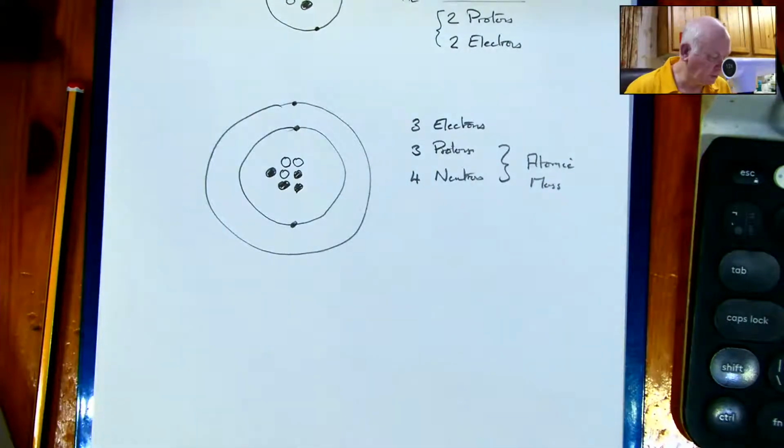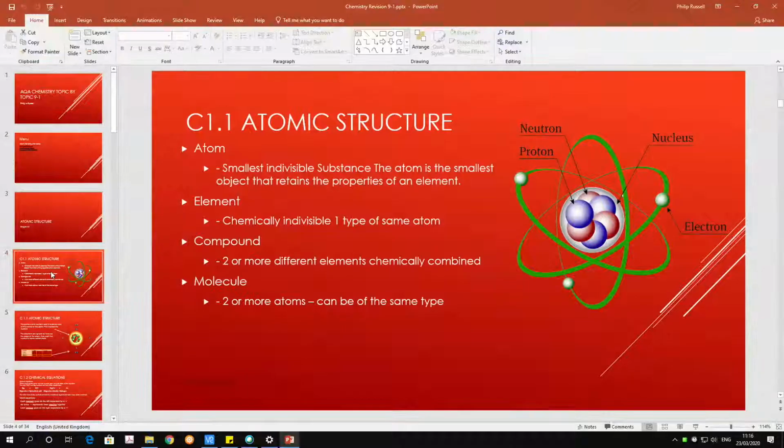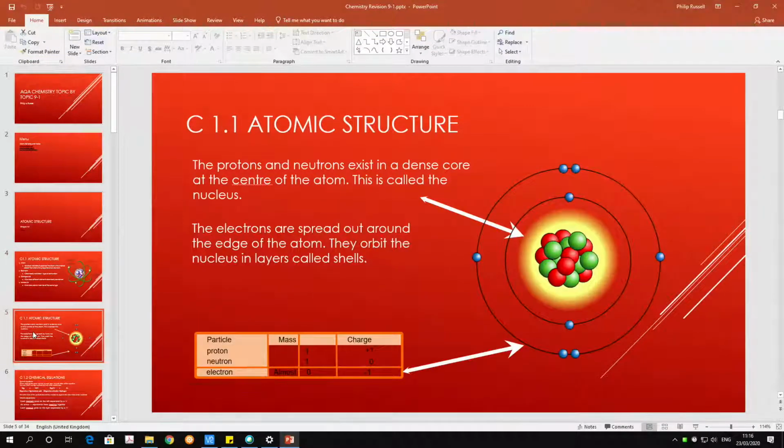So there's our basic structure of an atom. Let's have a look at this in more detail. So let's have a look at the next slide. And our next slide is more about this atomic structure. These protons and neutrons are in a very dense core at the center of the atom, and we call this the nucleus. Really very dense. All the mass of the atom is found in that little piece.